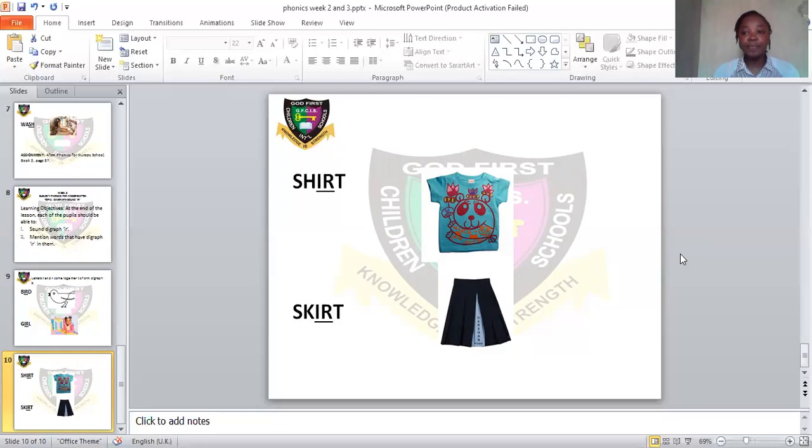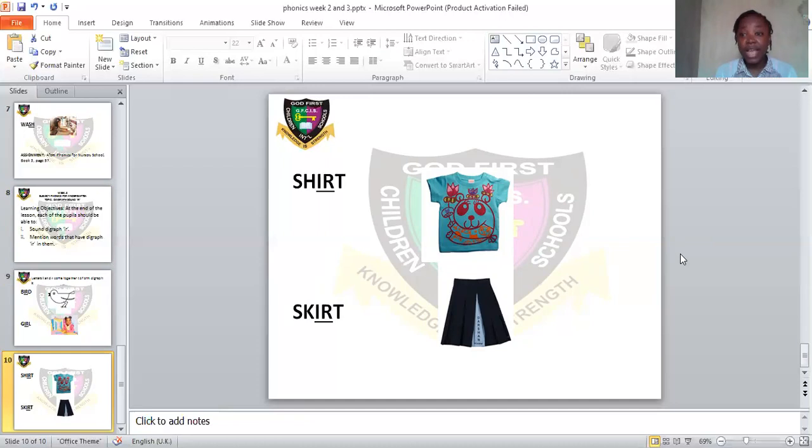We have skirt. Skirt is a clothes that girls put on. It's only girls that wear skirts. Boys cannot wear skirts. Boys wear trousers, but girls wear skirts. Now let's sound skirt, everybody. Skirt. Again, skirt. Again, skirt. Again, skirt.